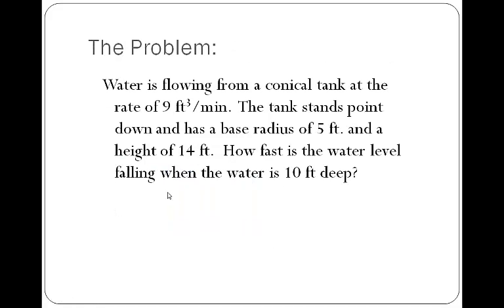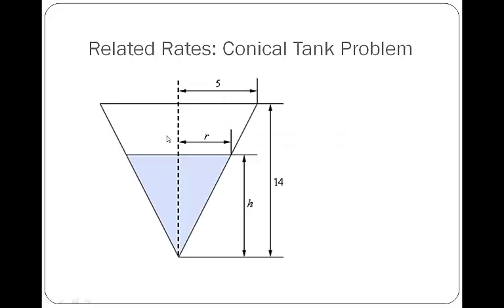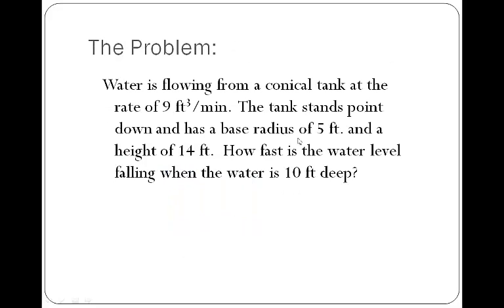So here's the problem: we have water flowing from the conical tank, so understand it's draining at the rate of 9 feet cubed per minute. The tank stands point down like we saw in the picture, and has a base radius of 5 and a height of 14, which also we saw in the picture. The question we're being asked is how fast is that water level falling when the water itself is 10 feet deep?